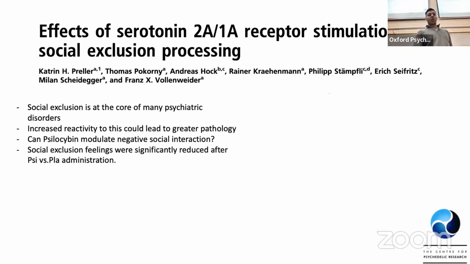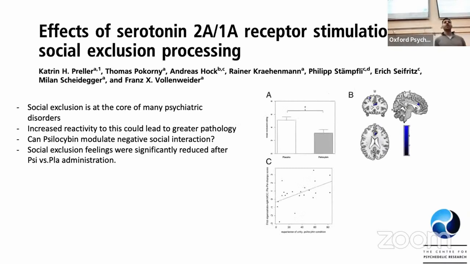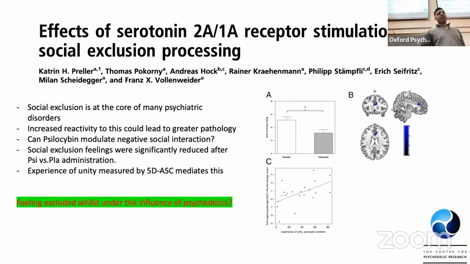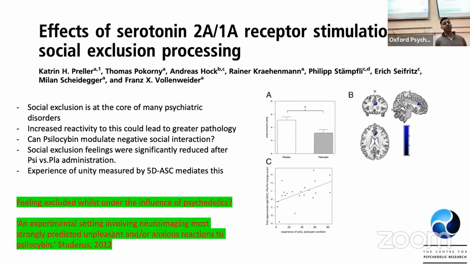What they found was there were brain regions specifically associated with this processing, and surprisingly or unsurprisingly, psilocybin reduced the feelings of negative isolation, and this was correlated with feelings of unity. Whilst this is powerful and shows for the first time the relationship between psychedelics acutely and social isolation, essentially it's not the nicest thing to me to feel socially excluded whilst you're tripping. And it could facilitate, you know, some pretty negative experiences. And actually, another study found that experimental settings involving neuroimaging strongly predict unpleasant and anxious reactions to psilocybin.